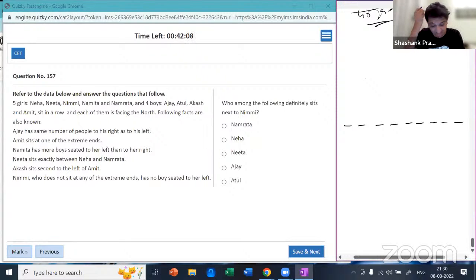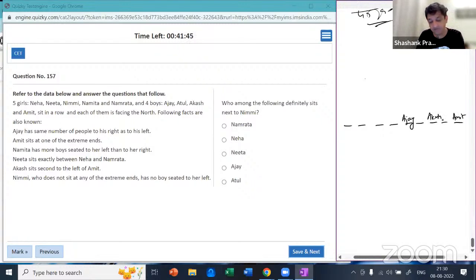Okay, this is a very painful set because the names are very stupid. Ajay has the same number of people to his right as to his left. Okay, so Ajay is the middle one. Amit sits at one of the extreme ends, doesn't matter. Akash sits second to the left of Amit. So that's basically how I look at it. So Amit has to be here. Akash has to be here.